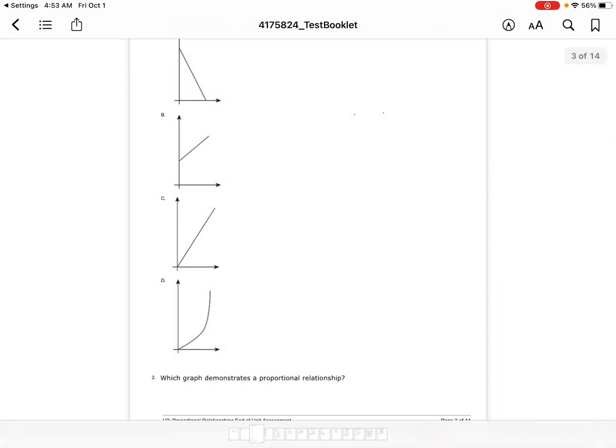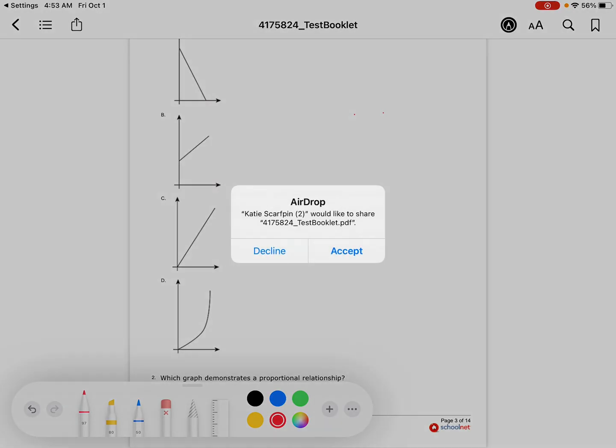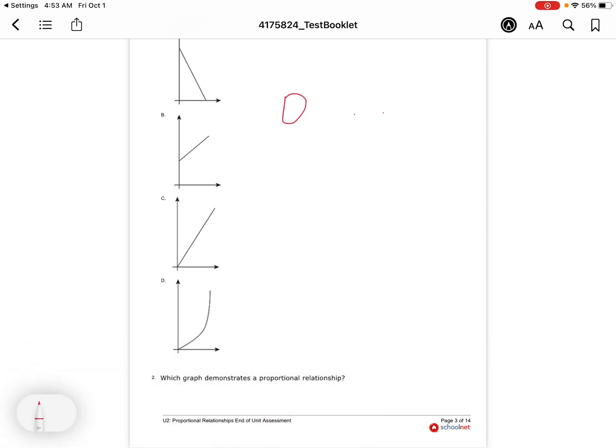Right, this is the screencast for the end of unit assessment for Unit 2. So the first question asked which one was proportional. Remember, proportional means that it goes through the origin, which is (0, 0), and it makes a straight line. And it can go either direction, but it has to make a straight line.